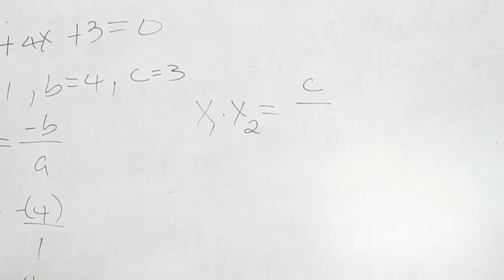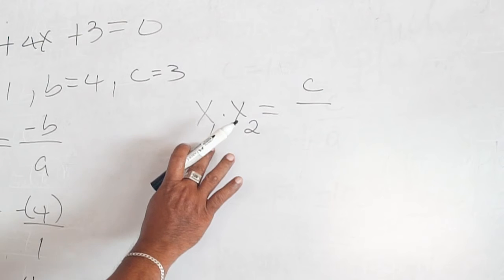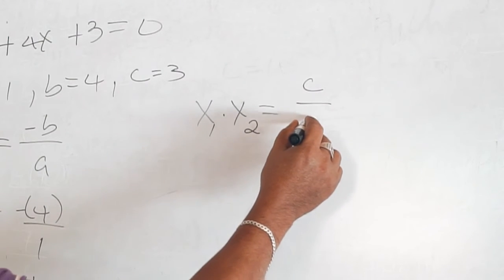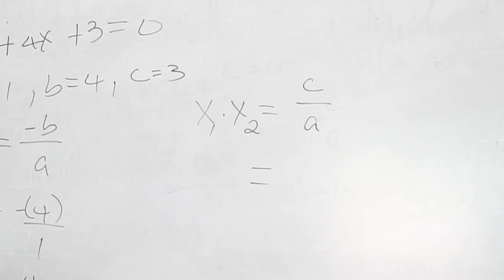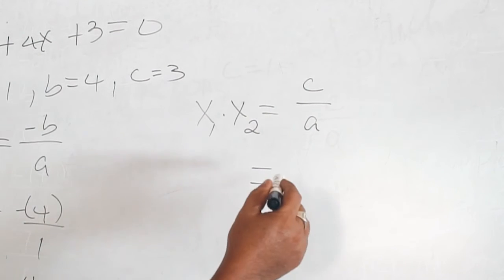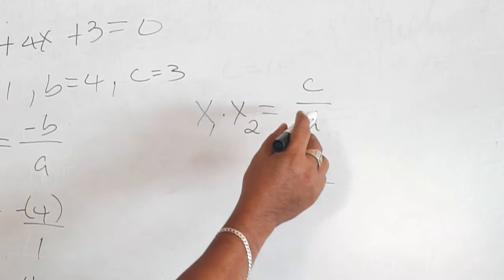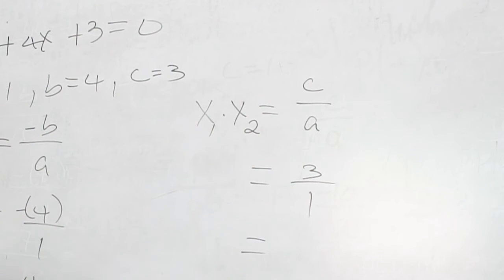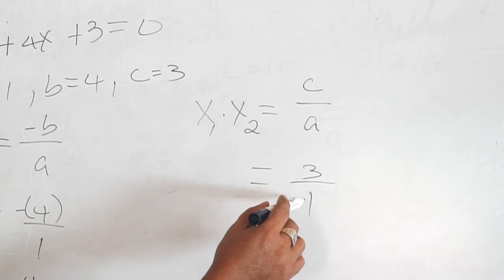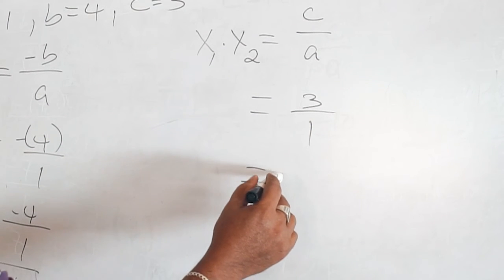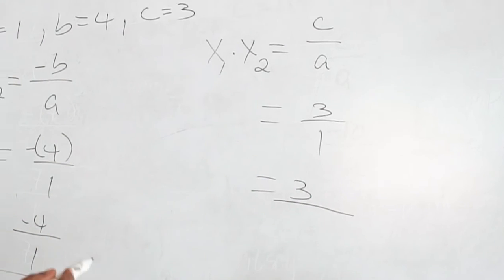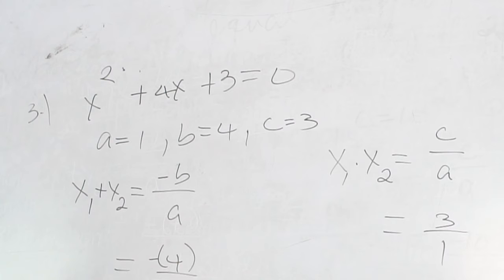Then for the product, we have x sub 1 times x sub 2 equals c over a. The value of c is 3 and the value of a is 1. Then divide: 3 divided by 1, so the result is 3. 3 is the product of x squared plus 4x plus 3.